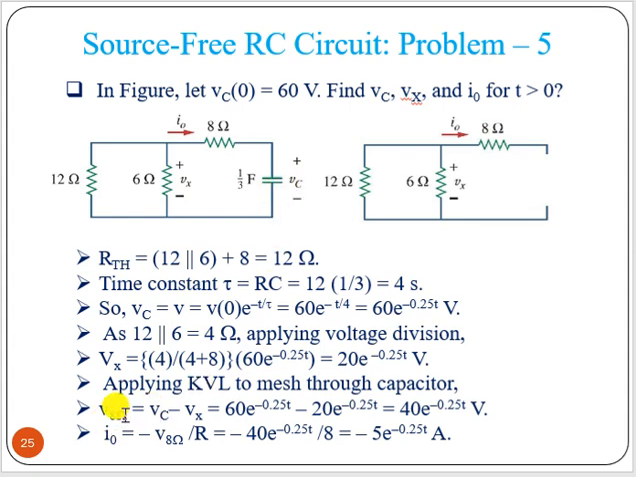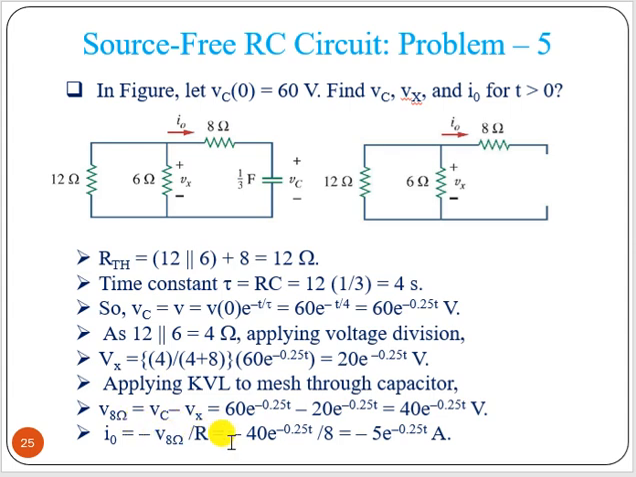Now if you know Vx, we can find out the value of Vc. The voltage drop across the 8 ohm is equal to Vc minus Vx. If you apply KVL in this loop, then we can find out. So you know Vc, you know Vx, so you can find out the voltage drop across the 8 ohm resistor. Then the current I0 is nothing but that 8 ohm resistor voltage divided by R.